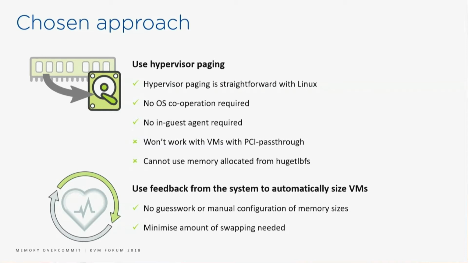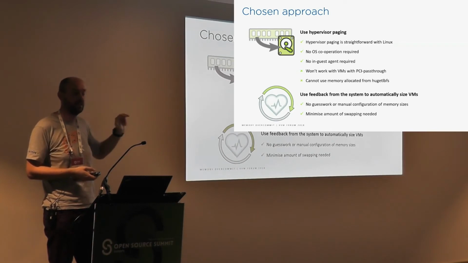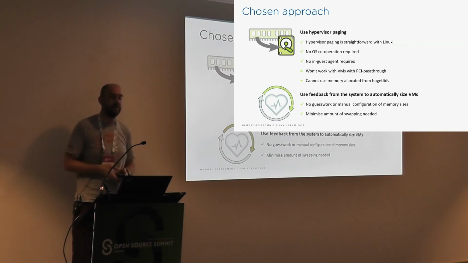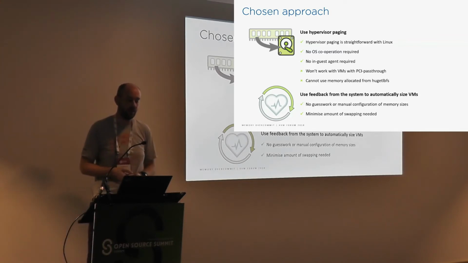So there's two things I want to talk about here. The approach we've chosen is to use hypervisor paging, the third of those techniques that I described earlier, and to use feedback from the system to automatically size VMs. Let me talk about some of the pros and cons of those two approaches.